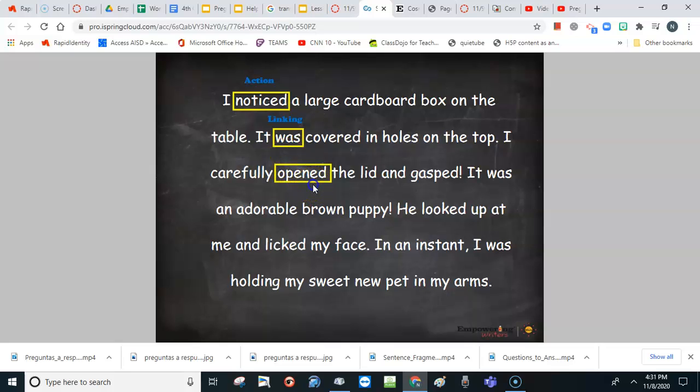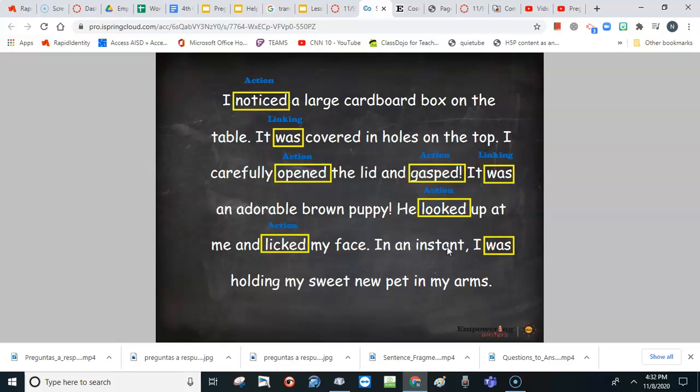Opened is an action verb. Gasped is the action verb. Was, linking verb. It's it, what was inside the box, was an adorable brown puppy. It's describing the it, or the puppy. So this is linking. Looked, action verb. Licked, action verb.